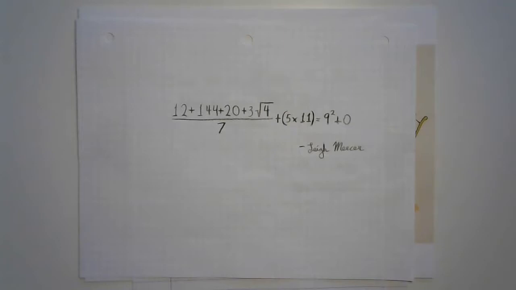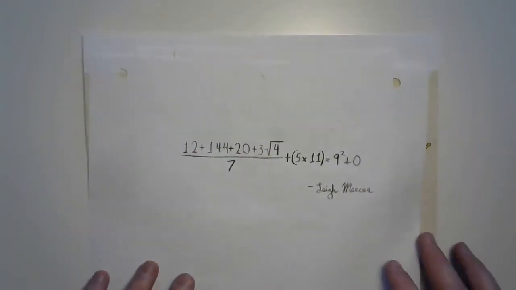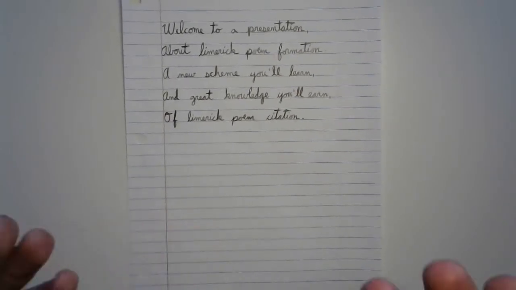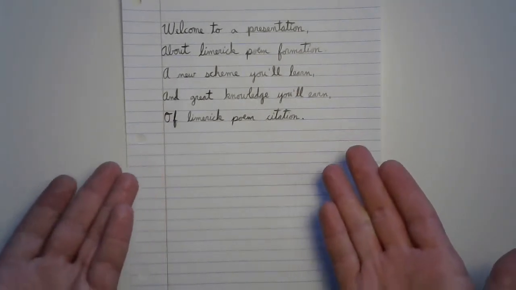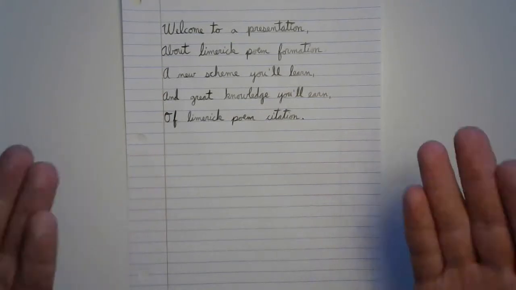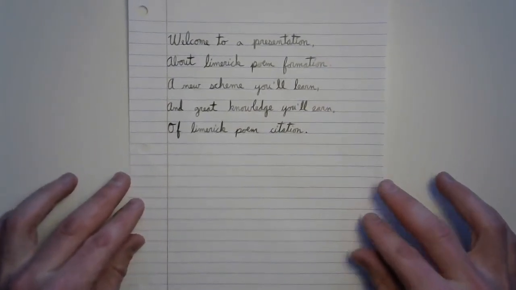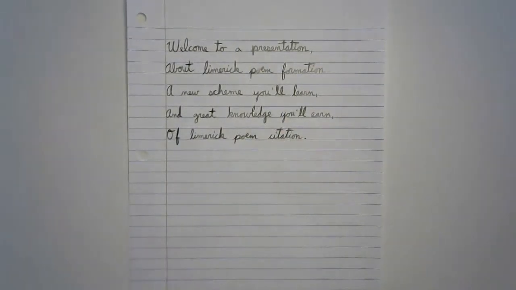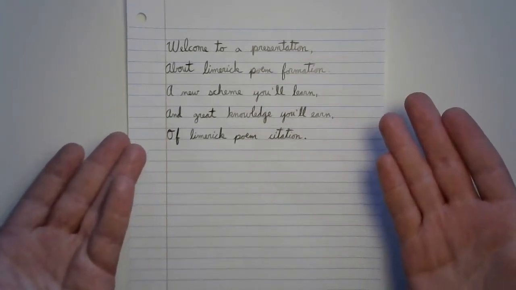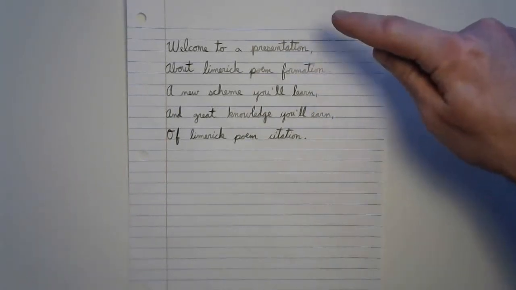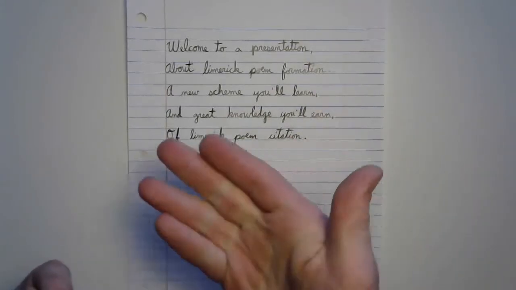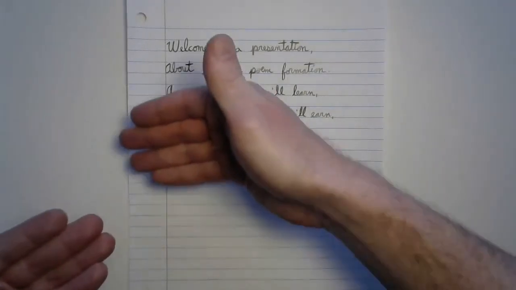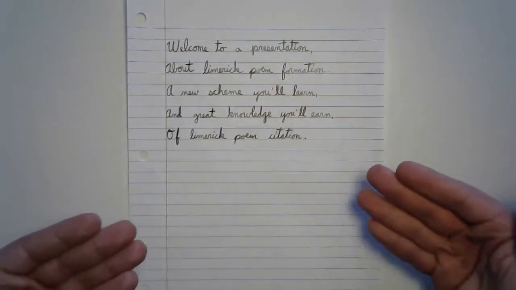So let's talk a little bit more about what happens in one of these poems by looking at that first one I recited to you. Welcome to a presentation about limerick poem formation, a new scheme you'll learn and great knowledge you'll earn of limerick poem citation. So we want to look at 2 things in a poem form. We want to look at the rhyming scheme and how those last words sound alike. We also want to look at how many syllables are in each line. As you can see, a limerick has 1 stanza and it's only 5 lines.